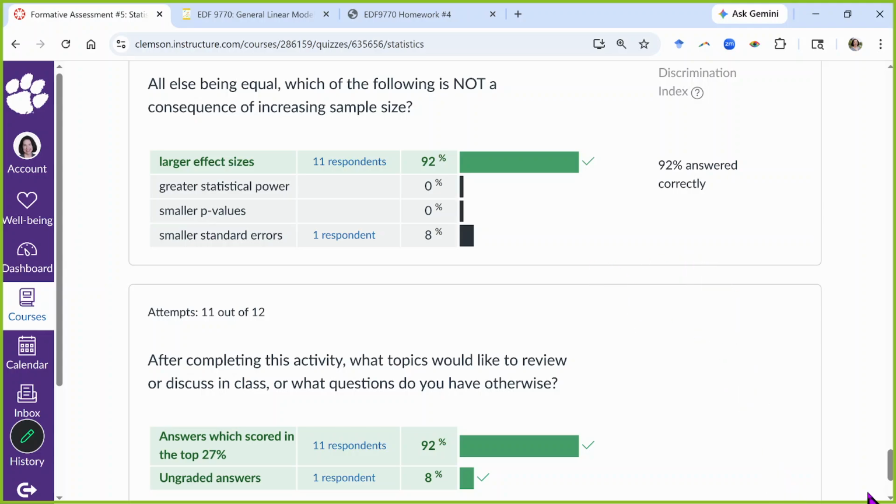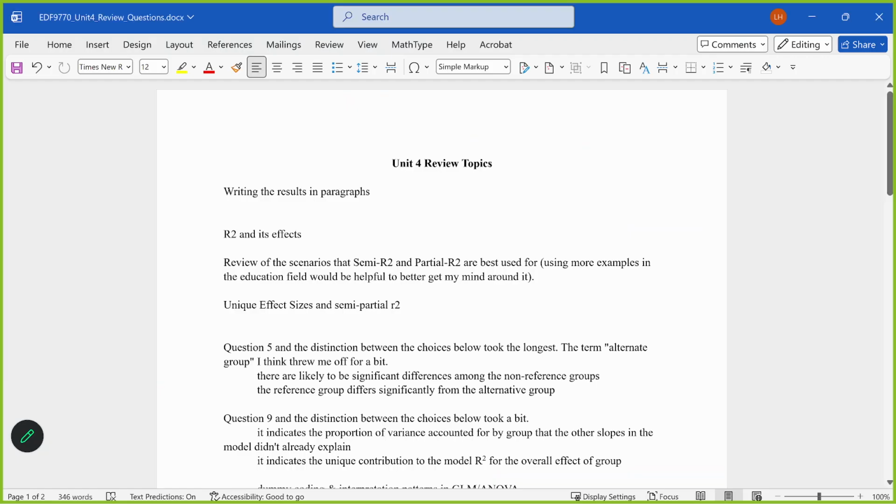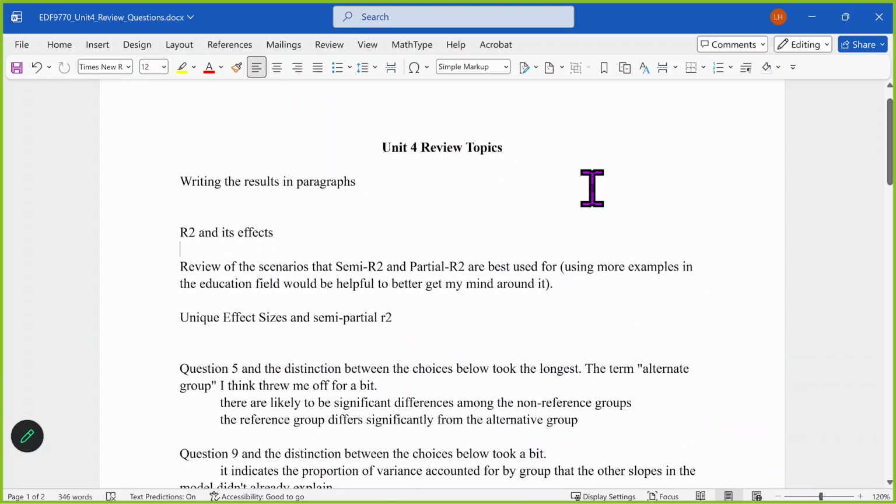All right. Let me get to, let's see, the Unit 4 review topics. I pasted all of these in here. Let's see, R square and its effects, unique effect sizes in semi-partial R square, and scenarios in which semi-partial R square and partial would be used. So all of those are separate comments that are all kind of going on the same theme.